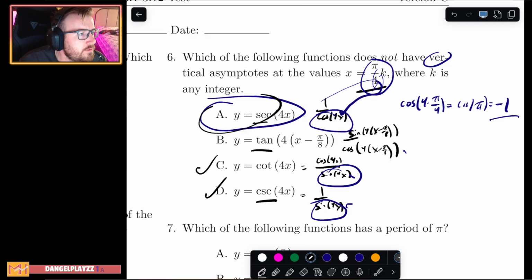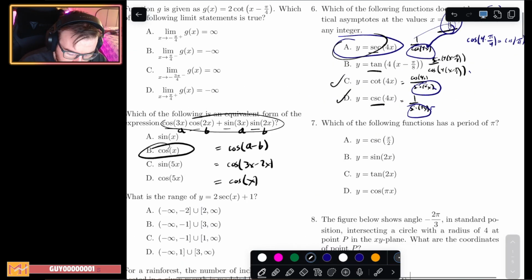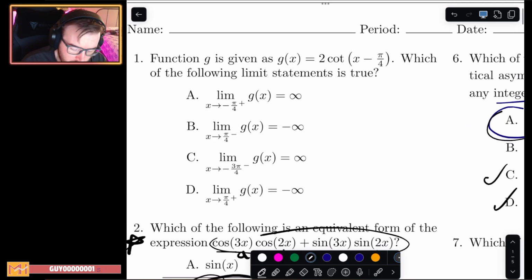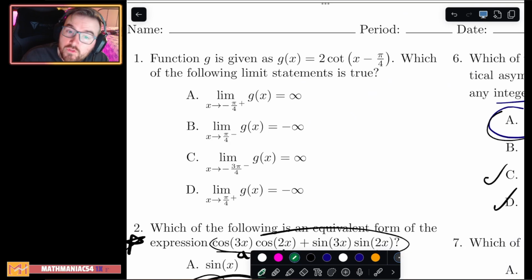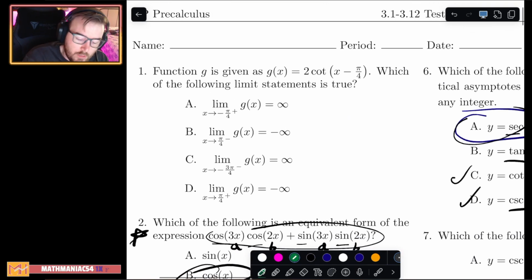Number 12 is the cotangent with limits question. Okay. Two very related questions. Because why is there a limit of infinity in the first place? Because there's a vertical asymptote. Why is there a vertical asymptote? Because we're dividing by 0.